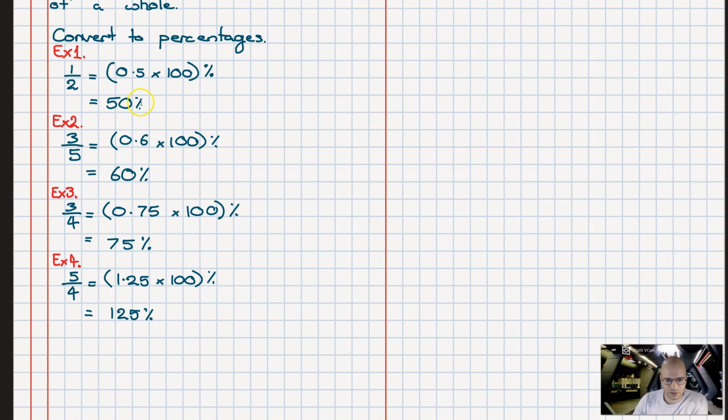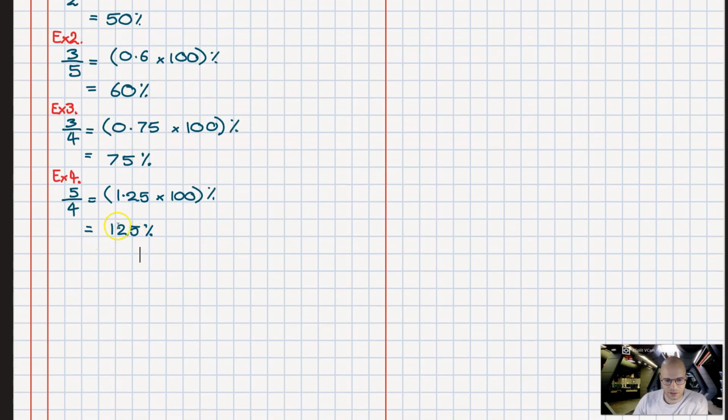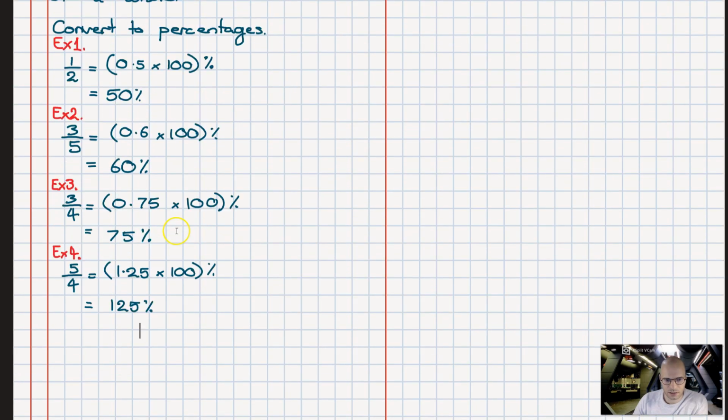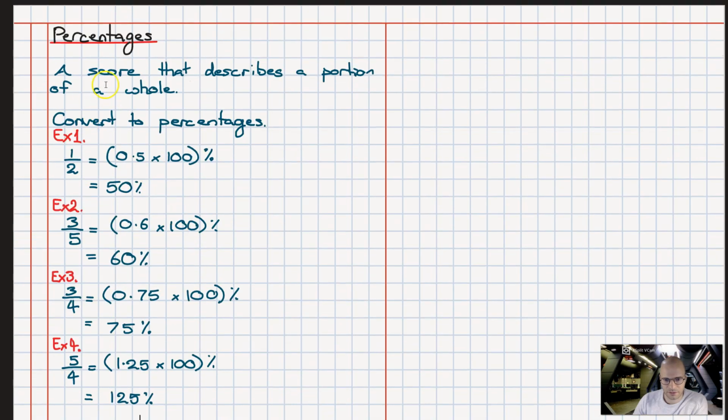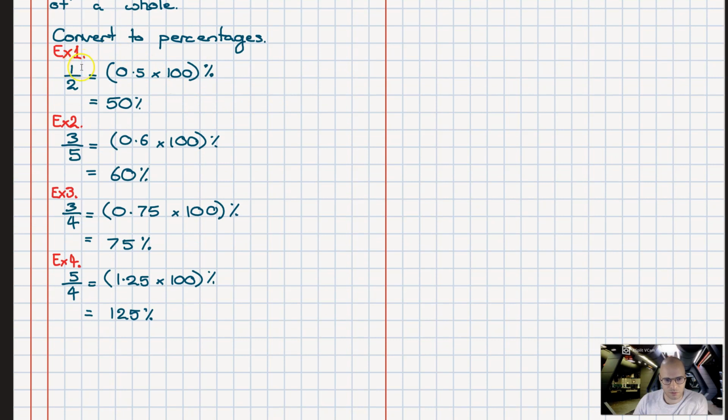So, interestingly enough, what we find from these examples is it's possible to get a percentage that is between 0 and 100, as well as a percentage that is over 100. So in this video, we set out to define what a percentage actually is, and then we had a look at how we could convert fractions over to percentages.